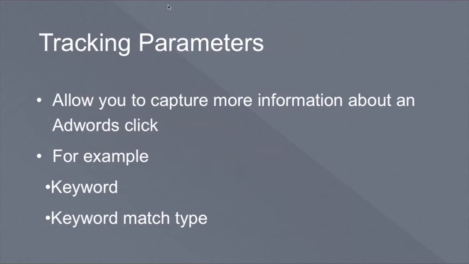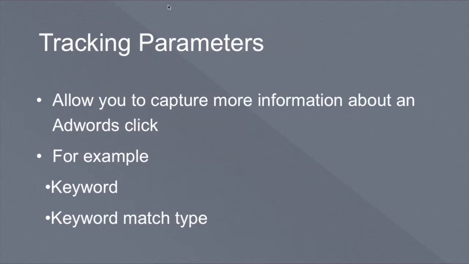Personally, I think the easiest way to do it, in my preference, is to use keyword and keyword match type. That's the information that I mainly want. The other things that come from these tracking parameters are more readily available elsewhere in AdWords for me not to need to track them here. So I personally think they're the two good ones to track.